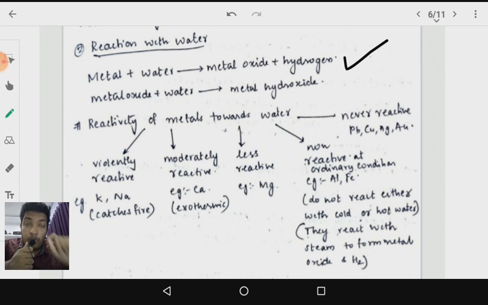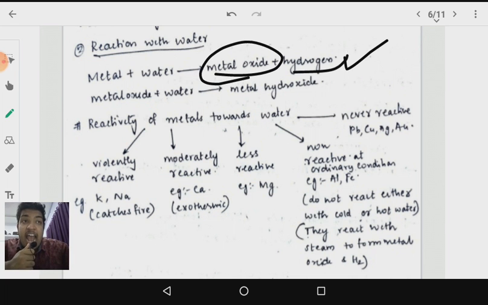Metal reacts with water to give metal oxide and hydrogen gas. This is a general case, but there are exceptional cases also. First, let us see the reactivity of metals towards water. There are some metals like sodium and potassium which are violently reactive and catch fire easily.